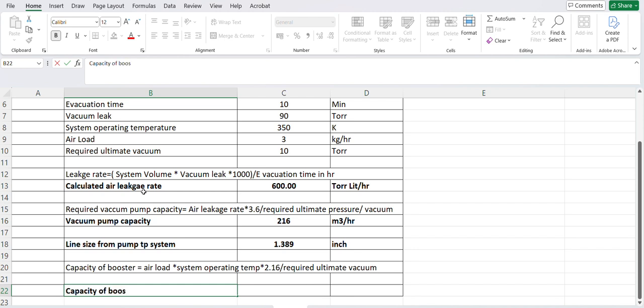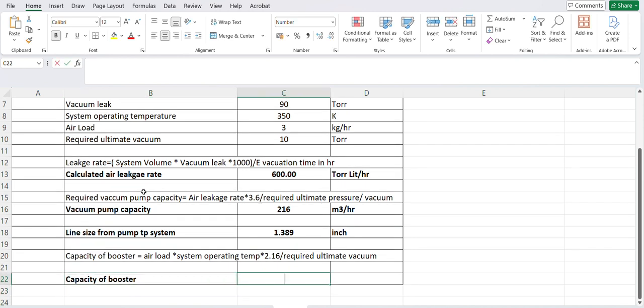Using this formula we can simply calculate the capacity of the booster required. Here I'll calculate: 2.16 into the air leak rate, which is 3, into the temperature of 350, divided by 10. So our required booster capacity is 226 meter cube per hour.